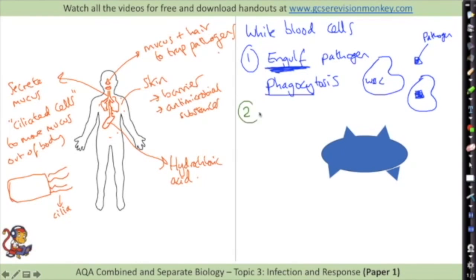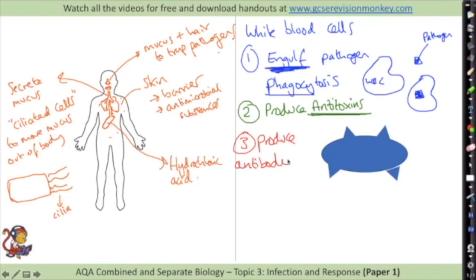The second thing that white blood cells can do is produce antitoxins. They're to counteract the toxins that are produced by the pathogens. And the final thing that they can do is produce antibodies. And these antibodies are very particular shaped molecules that will fit onto the pathogen.